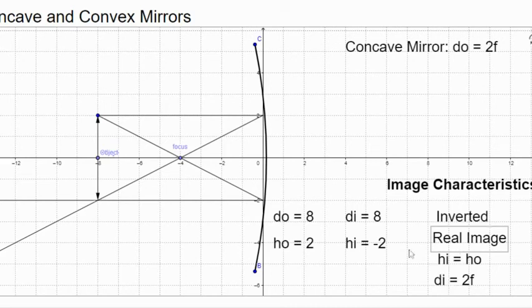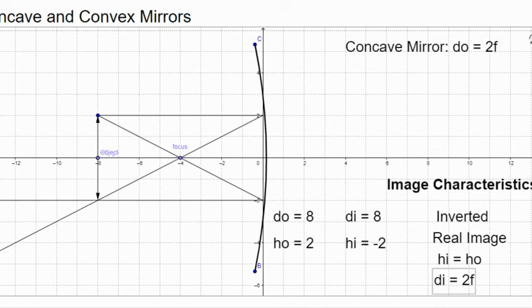And the height of the image equals the height of the object. Yes, I know it's negative because it's inverted. And the image distance is also equal to 2f, just like the object distance. The image distance and the object distance are the same. So those are characteristics that are true for this particular case when the object distance is equal to 2f.